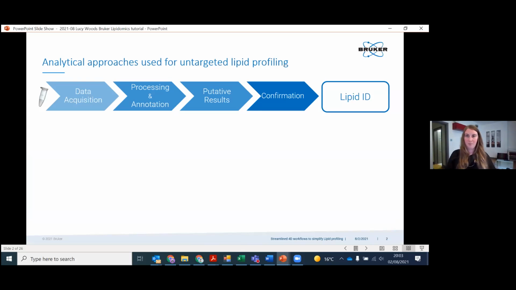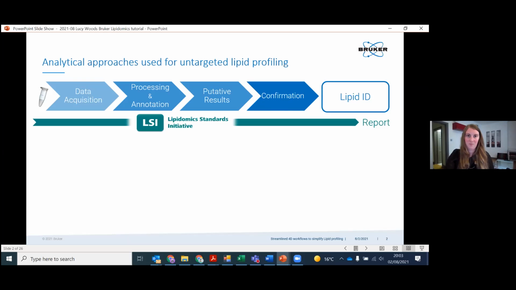So for the typical lipidomics annotation focused on untargeted profiling, we first of all have the data acquisition, followed by processing and annotation, followed by the processing of the results so that we're able to annotate different lipid classes. And then we have an additional step so that we can confirm the different lipid classes which are present within our sample, which then leads us to this higher confidence lipid identification.